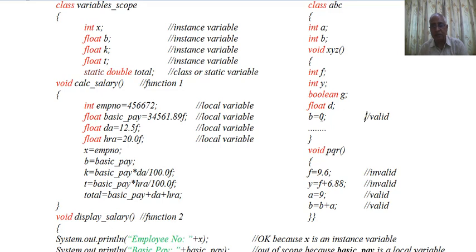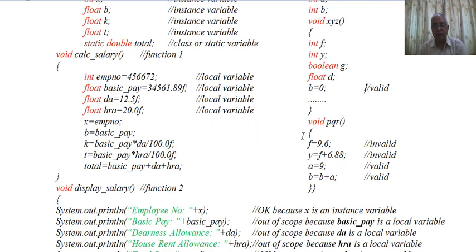Then I am saying b is equal to 0. Now b has been declared earlier in the class ABC, and when you say b is equal to 0, it is already valid because it has been declared outside of this function and it is an instance variable. Instance variables can be used in all the functions, so no problem. Then these are some extra statements, maybe for example some statements are there. Then this function ends here. So the xyz function is from here to here.